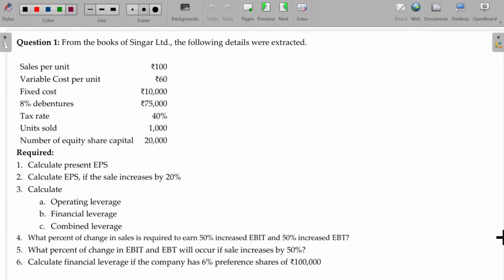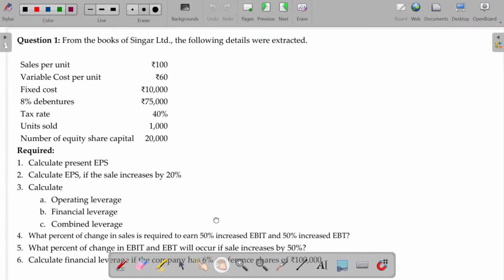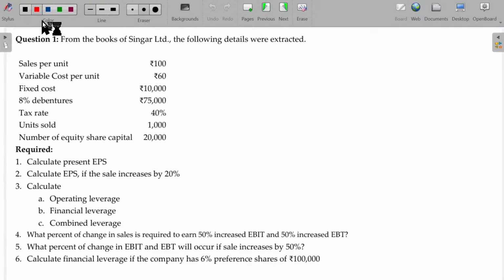Now, one of the comprehensive illustrations, question number 1. For complete understanding, I am going to solve this illustration now. Question number 1, calculate the present EPS. Sales per unit, variable cost, fixed cost, 8% debentures of 75,000. Tax rate also given, units sold given. Number of equity shares also given here. So sales. What is the current number of units sold? 1000 units. Per unit value being 100. So then the ultimate value being 1 lakh.